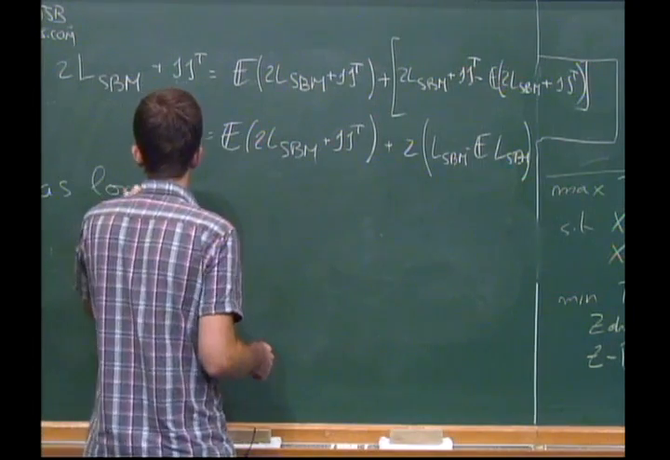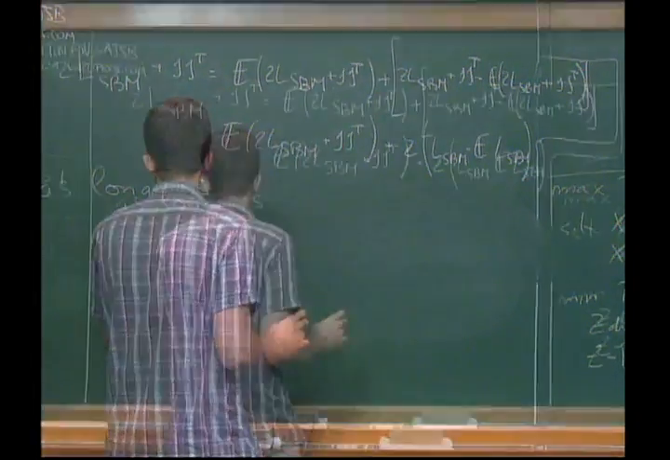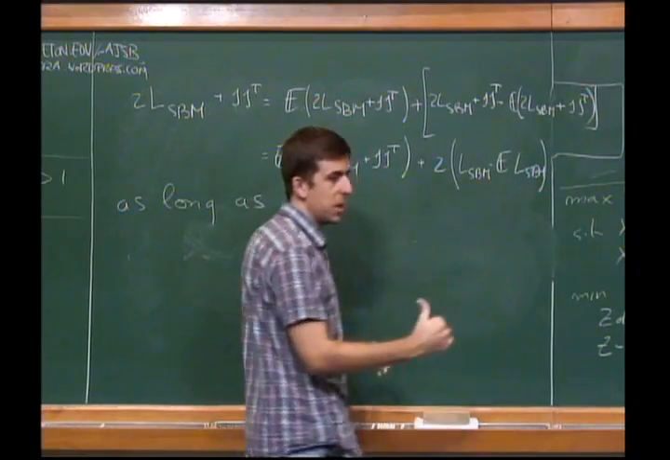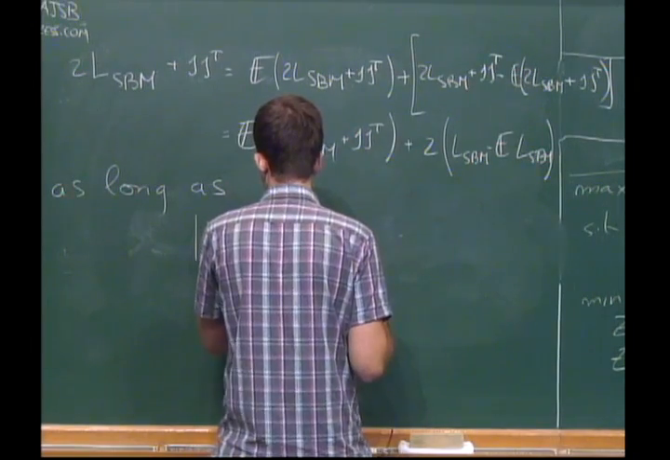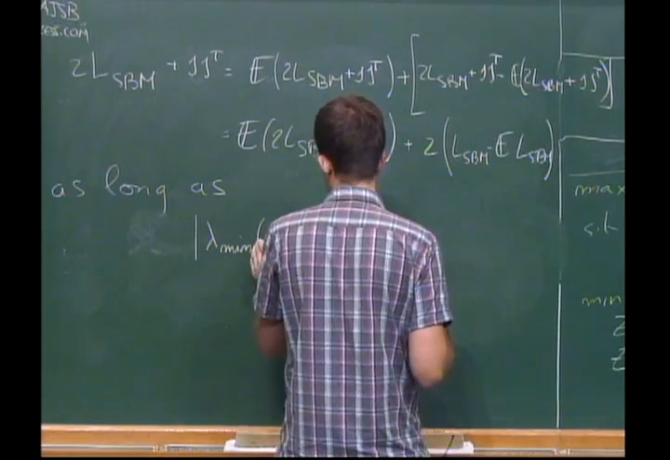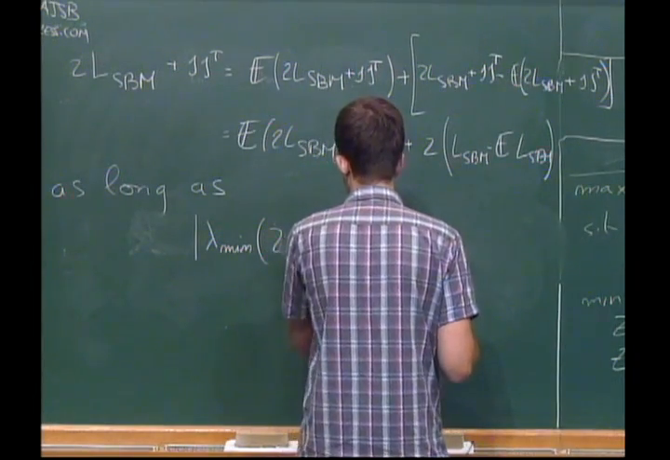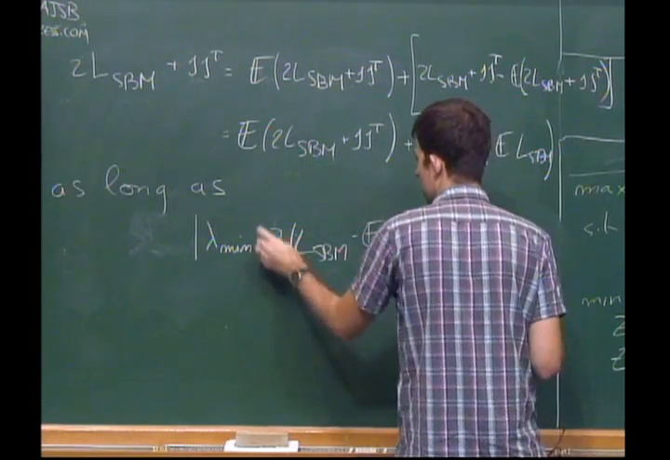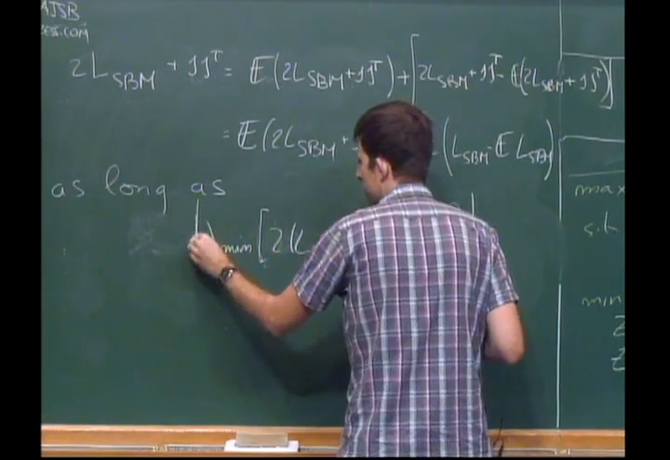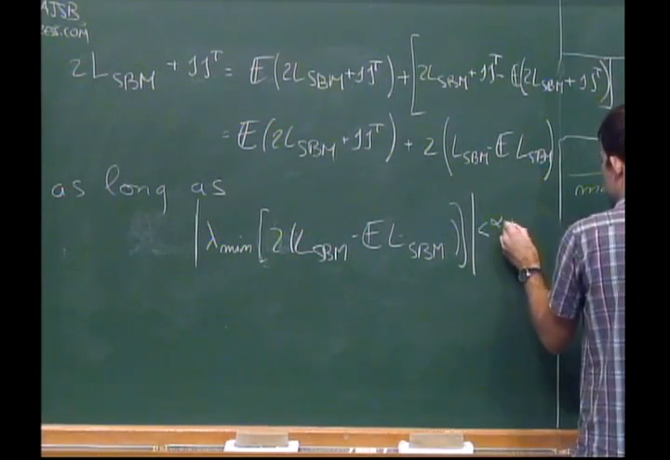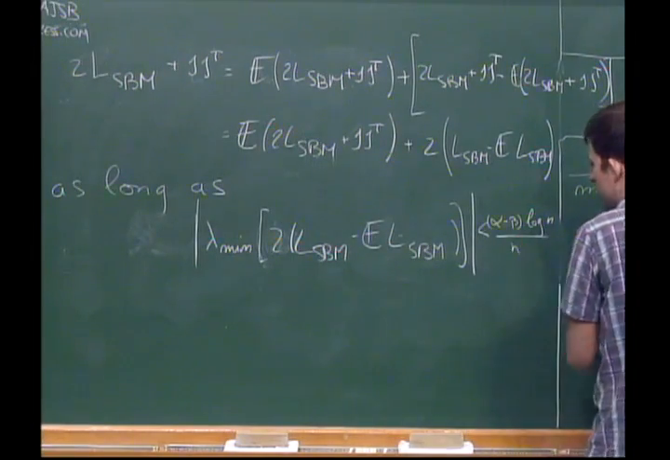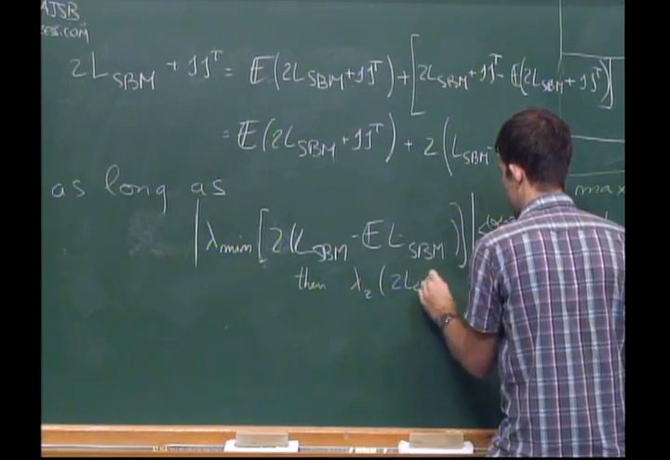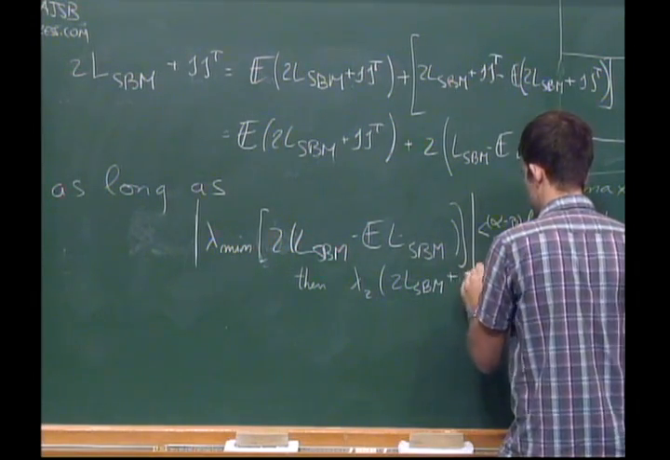as long as the largest eigenvalue, or right, so not the largest but the most negative. So as long as the absolute value of the minimum eigenvalue of 2 LSBM minus expectation of LSBM is smaller than alpha minus beta log n over n, then lambda 2 of our matrix that we care about is positive.